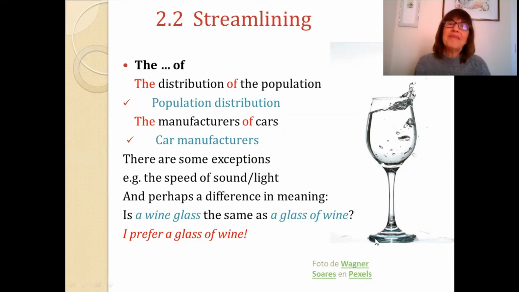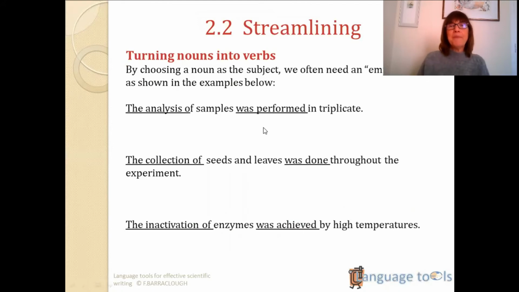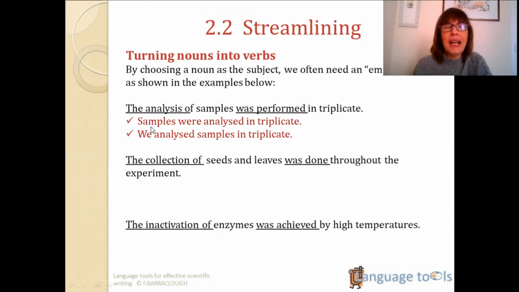Okay, so this is a little trick, a little device that we are now going to put into practice, okay? As I've already said, by using this noun, the analysis of, we necessitate the use of another verb, so here perform, okay? And it would be much clearer, simpler, more concise. Here, instead of putting the analysis of samples was performed in triplicate, to say samples were analysed in triplicate, or we analysed samples in triplicate, if you want to use the active rather than the passive.